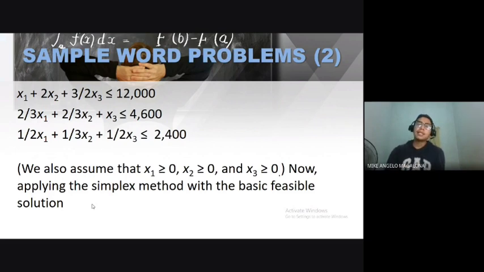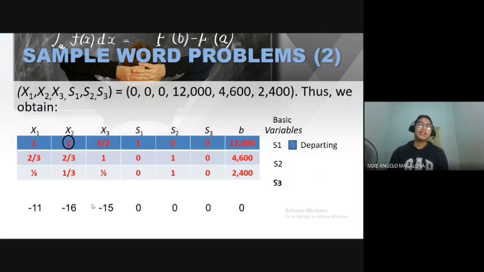Now, applying the simplex method with the basic feasible solution. We can assume that x sub 1, x sub 2, x sub 3, s sub 1, s sub 2, s sub 3 equal the values 0, 0, 0, 12,000, 4,600, and 2,400. Thus, we obtain, in x sub 1, the values 1, 2/3, and 1 half. For x sub 2, we have 2, 2/3, and 1/3. For x sub 3, we have 3 halves, 1 and 1 half.